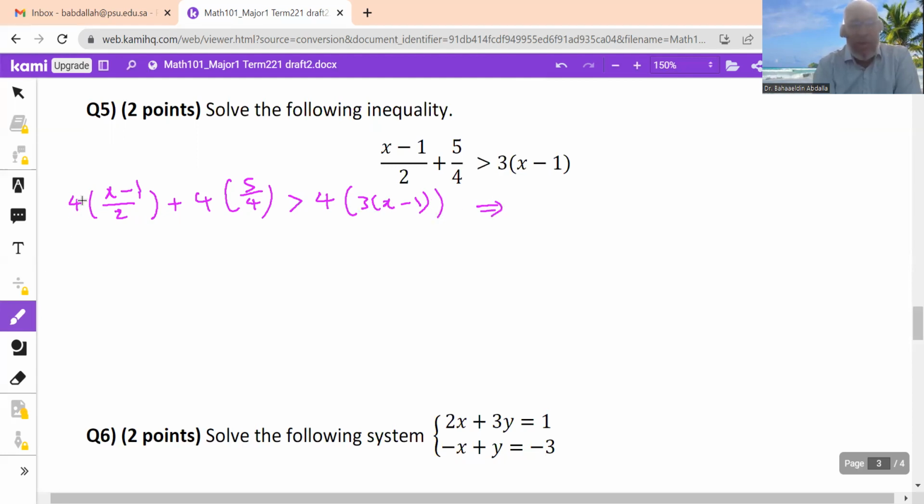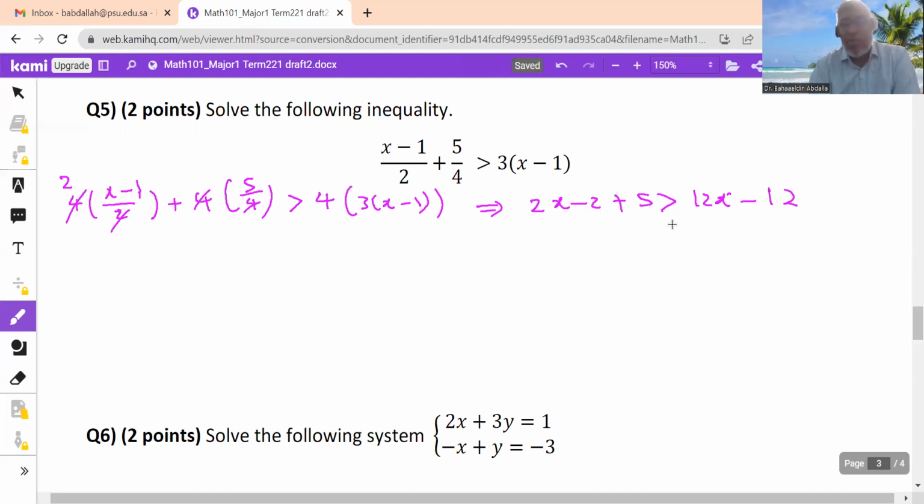So here I can cancel 4 with 2 and I'll have 2. 4 over 2 is 2. And then multiply 2 times (x minus 1). So 2x minus 2, plus 4 cancels with 4 and 1 times 5 is 5, greater than. Now 4 times 3 is 12. I will multiply 12 times (x minus 1). So 12 times x is 12x minus 12 times 1 is 12.